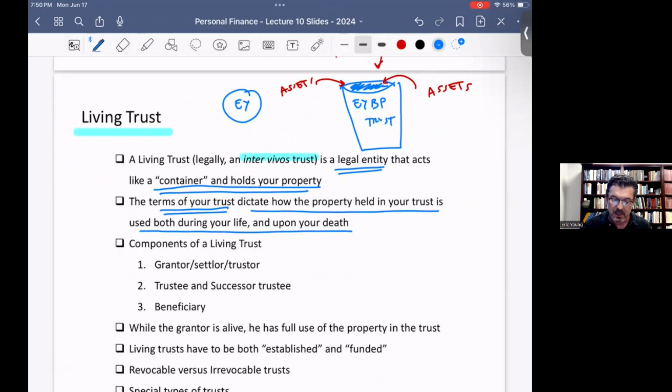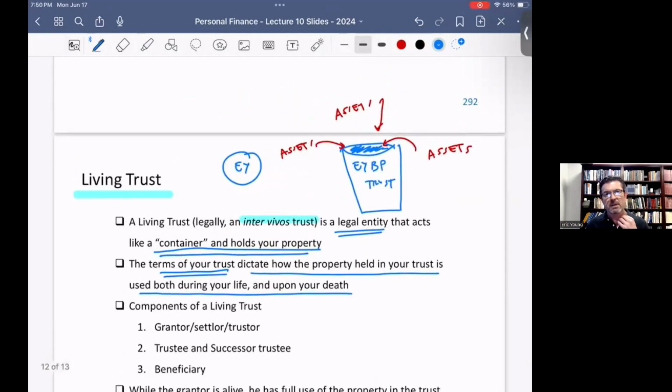So think about this. I set up the Eric Young Black Polo Trust. I transfer all my black polo shirts, my checking account, my IRA, and my 2002 Honda Accord with the cracked windshield into my trust. That means that I, Eric, no longer own the assets. I don't own anything anymore. My trust owns them. Now you think, well, Eric, that's a pretty shady deal, because how then will Eric get by? Well, here's the beauty.